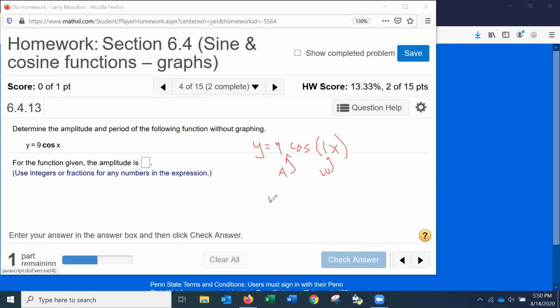So the amplitude is the absolute value of A. That's the absolute value of 9. Of course, that's just 9. And the period is 2 pi over omega. So the period is 2 pi over omega, but in this case, that's just 1. So 2 pi over 1, or just 2 pi. Okay, so the amplitude here is 9.